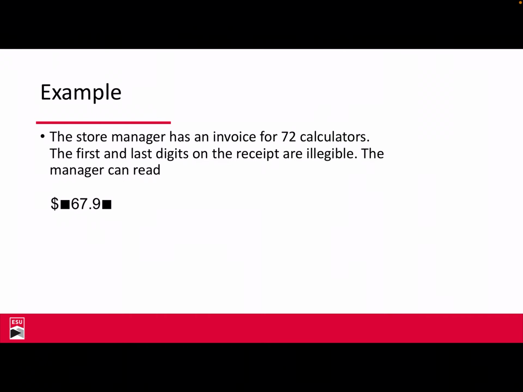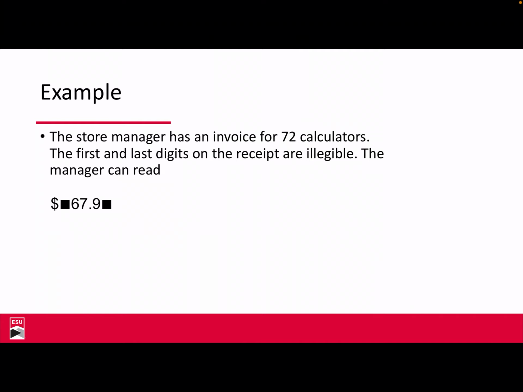Now this is a slightly more interesting example. It says a store manager has an invoice for 72 calculators. That's a lot of calculators, but anyhow, he's a store manager, so he's probably selling them. Maybe selling them to pre-calc students. The first and the last digits of the receipt are illegible, so he can't read those first 2 digits, but he needs them. He needs them to put into his book, because apparently he lost his email, or this was before they had email and he only had a paper receipt.